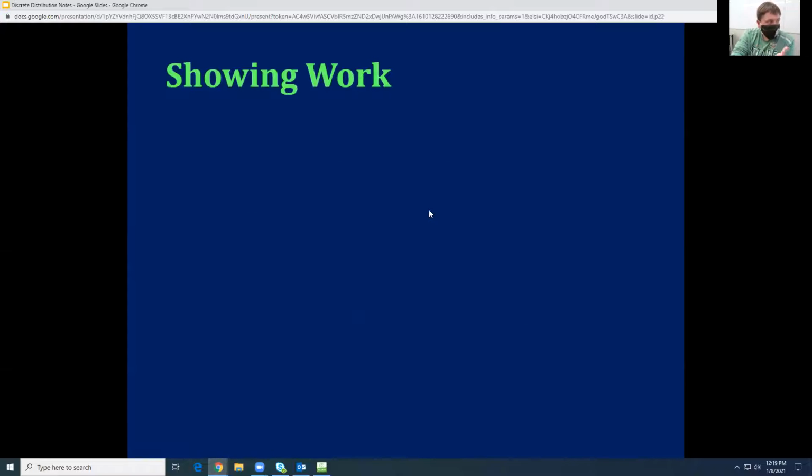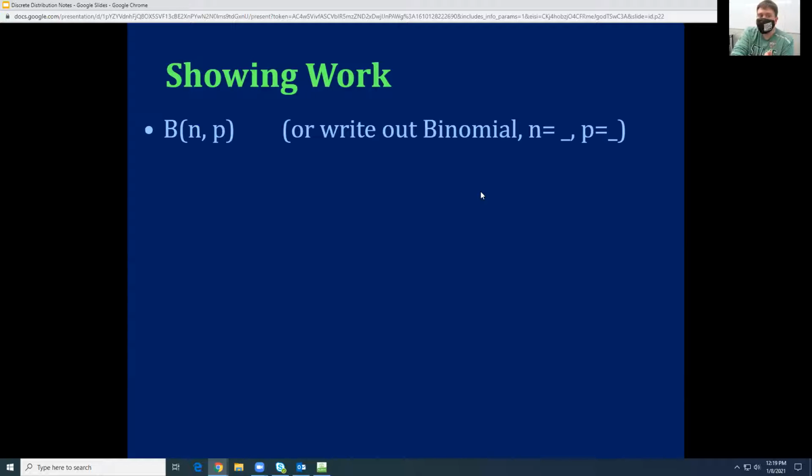Now, some people were asking on Zoom, what are the things that I need to show to receive full credit? Because Mr. G, if you're telling me there's a calculator, this gives me an answer. What do I need to show you? You need to show me this statement here. I need to know that it's binomial and what the N and the P are. Gotta have it. You can write it like this if it makes you feel better, but this is what I need.